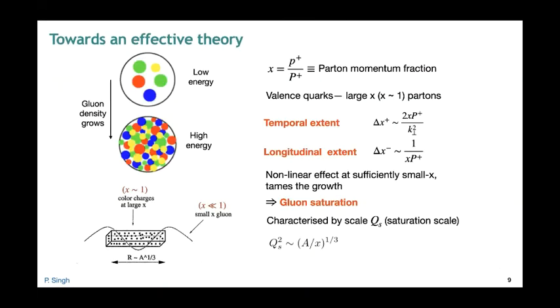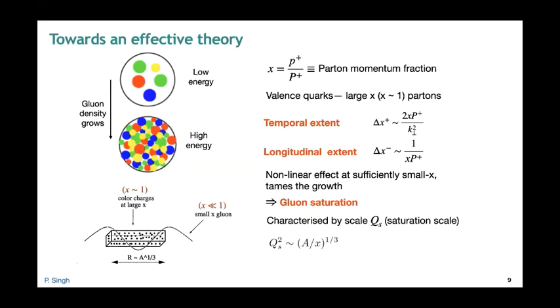Now, let's try to go towards an effective theory. Imagine you have a nucleus at a very low energy, and you boost this nucleus. When you boost it, more and more gluons will emerge, so the gluon density will grow. Again, I'm just revising the things that we just talked about. You define a parton momentum fraction, and based on this parton momentum fraction, you will have two types of partons: the valence quarks, which carry the large momentum fraction, and the small x partons, which we call the V partons. Using the Heisenberg uncertainty principle, you can calculate the temporal and the longitudinal extent. Based on this, we'll have this picture where one of them will be highly delocalized and the other will be localized with respect to each other.